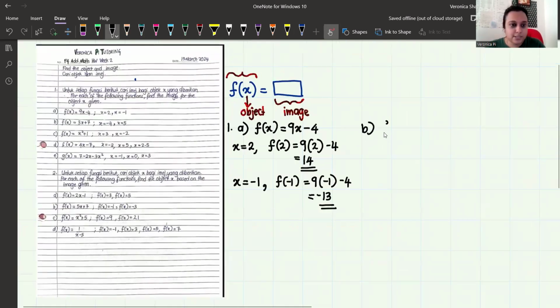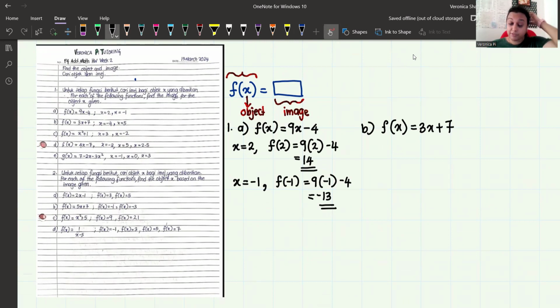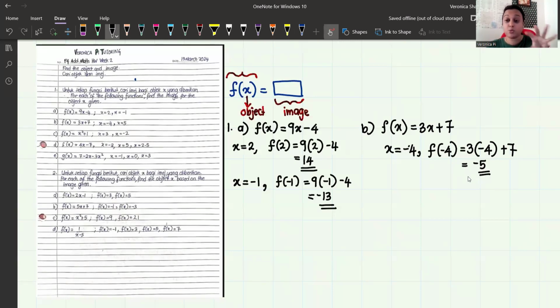B, fungsi dia 3x plus 7. So now we must ganti the object. The object is negative 4 and 5. So when x is negative 4, 3 times negative 4 plus 7. So negative 12 plus 7 is negative 5. So this is your image. That means whatever you just got, apa yang kita dapat, is actually the fx.